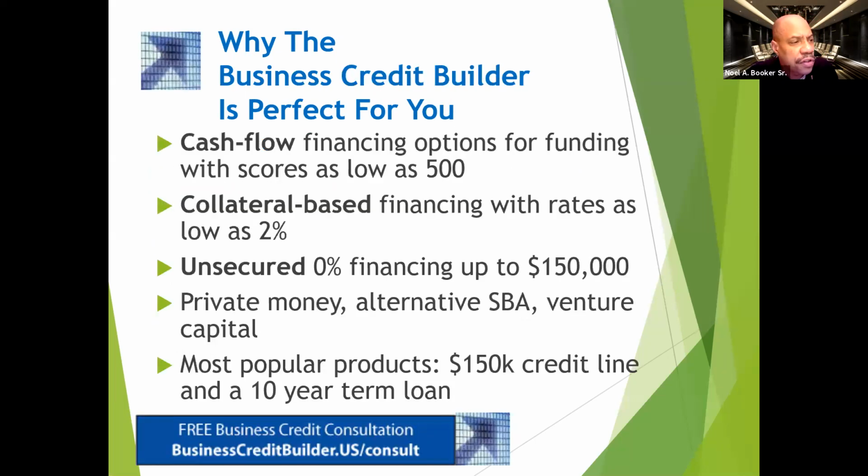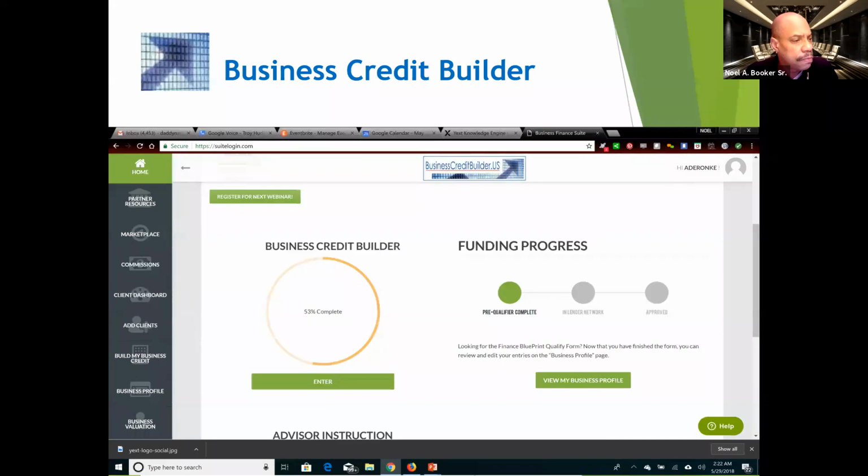You get access to cash flow financing options. You get access to collateral-based financing, unsecured financing, private money, alternative SBAs, venture capitals. Okay, our most popular product is the unsecured credit line, where you need only a 685 good personal credit. You get $150,000 within three weeks. Okay. Now, when you go into my core package, this is how we do it.